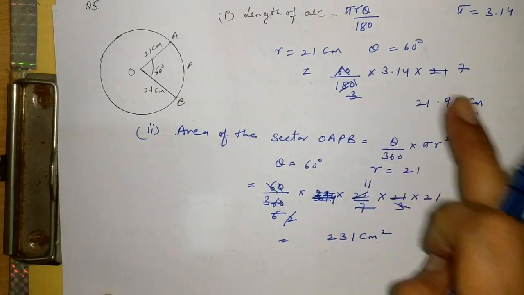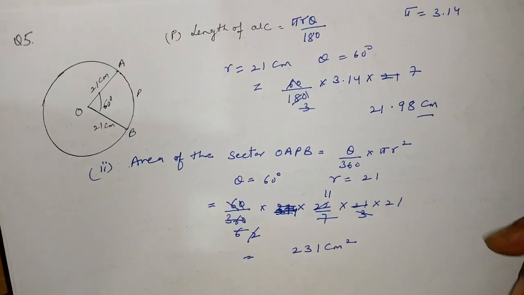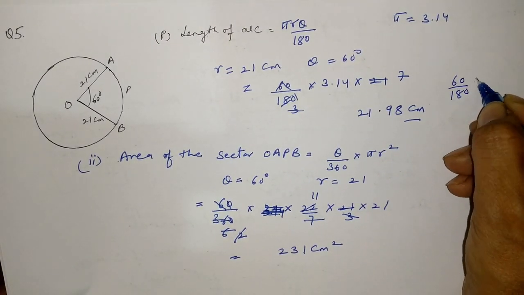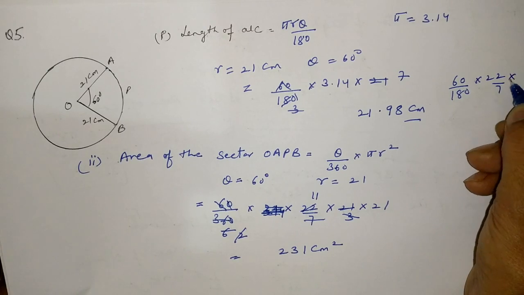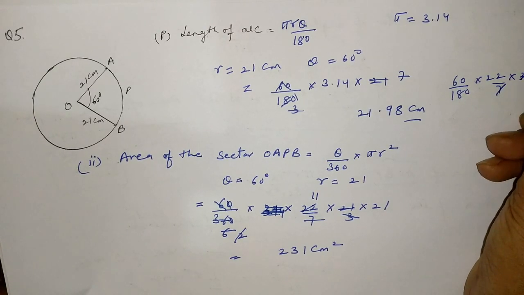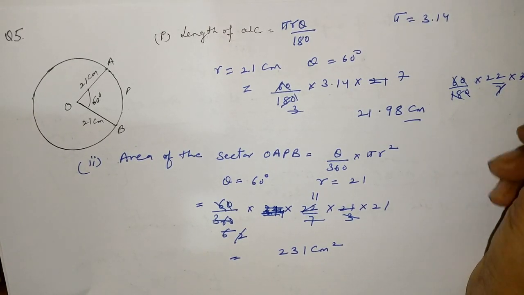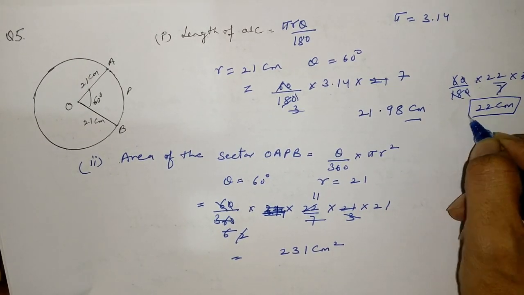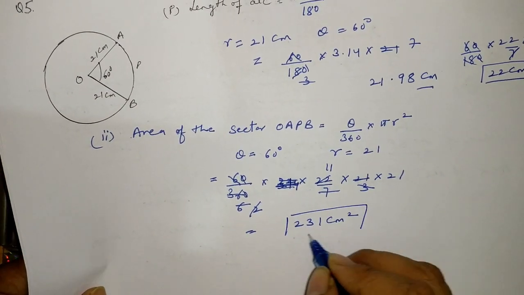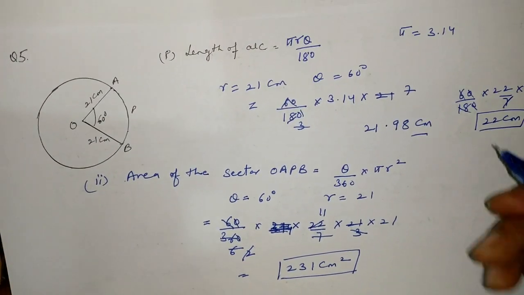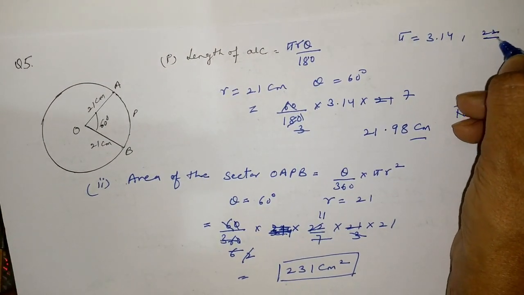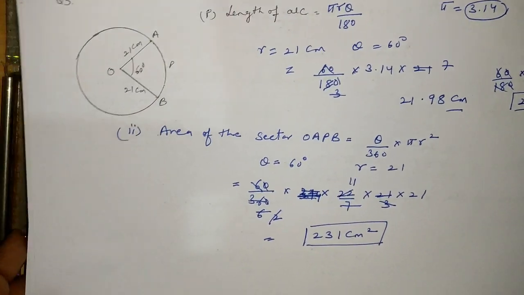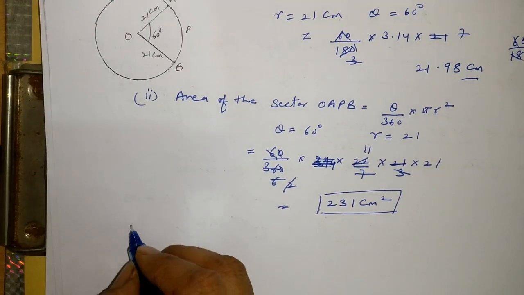So here I must say in this question also, if you take pi as 22 by 7, we'll have slightly different answers, a slight difference in the answer. So I would suggest, whenever your radius is a multiple of 7, you take the value of pi as 22/7, otherwise we'll take it 3.14. Okay, now third part is area of the segment.